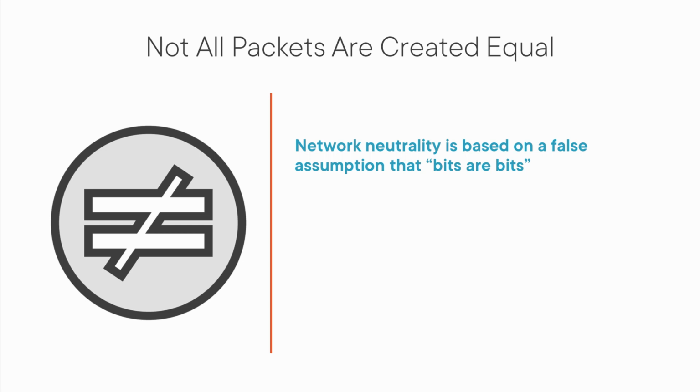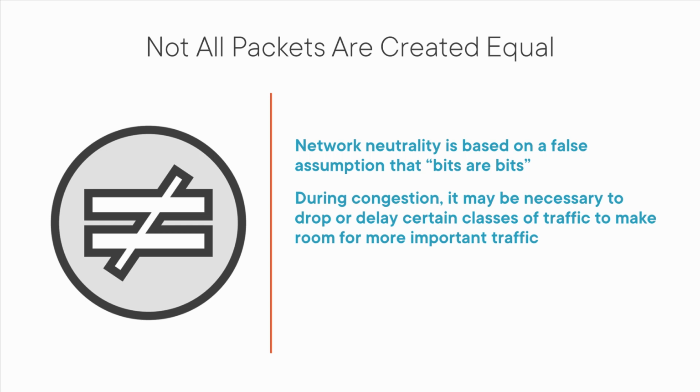The idea of a quote-unquote neutral network may sound good, but it's based on a false assumption that all traffic is equally important. During times of congestion, it may be necessary to drop or delay certain types of traffic in order to make room for higher priority traffic. This is what classification does. You classify traffic according to how you want it to be treated during periods of congestion.